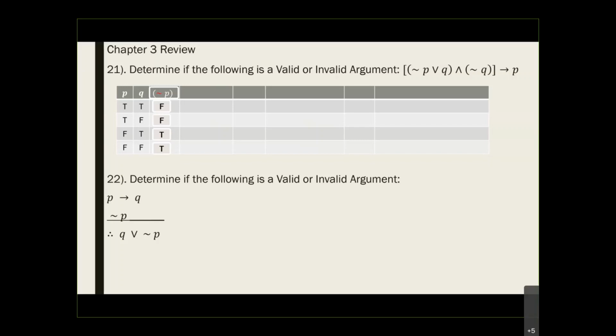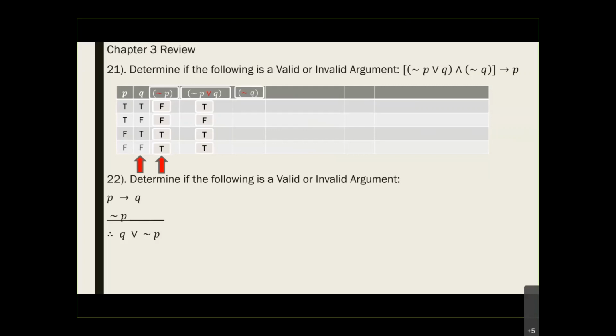Now I need to do this or statement. As a reminder, which two columns am I comparing? Hopefully you say the negation of P and Q. What is the criteria for or? As long as there's a true, the result is true. The first one is true, so the result is true. In the second row, I don't see a true, so it's false. And I'm done with the first item.